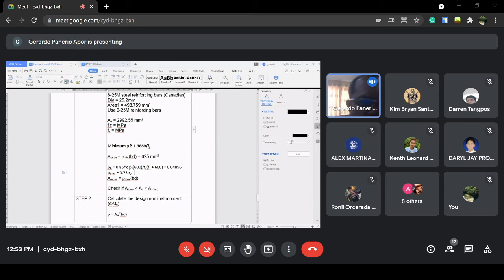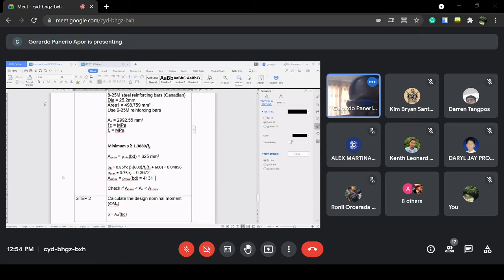So I need this row max. I need the value of the row max as 0.75 of 0.04896, so times 0.75. So I have 0.03672. That's my row max. Yeah, row max. So I can compute my ES max. So I just multiply my row max by B, which is 250, and D, which is 450. So I have 4131 mm squared.